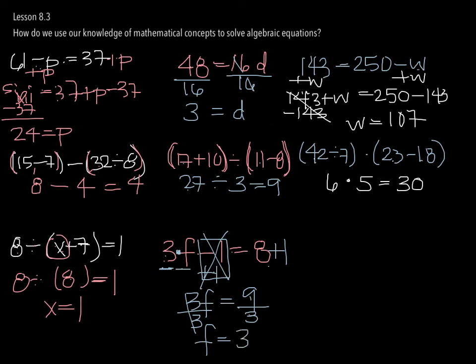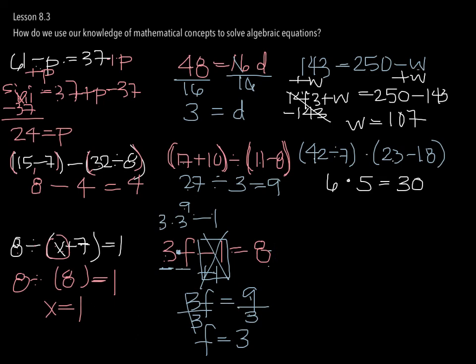So f equals 3. So if I go 3 times 3 minus 1, 3 times 3 is 9, minus 1 is 8. Everything works out. All right, final problem here. We're going to have a parenthetical here. Let me erase this just so we got a little bit more space here.